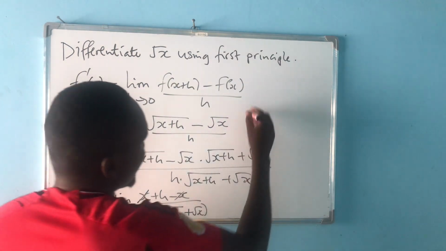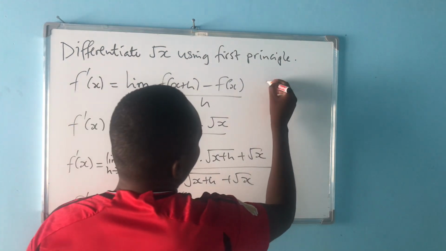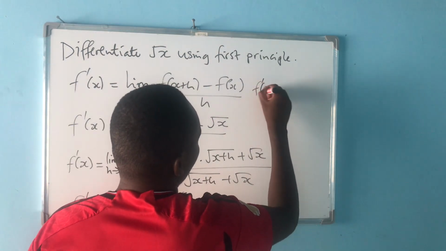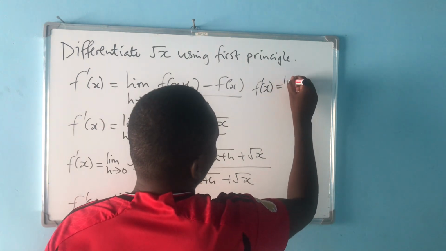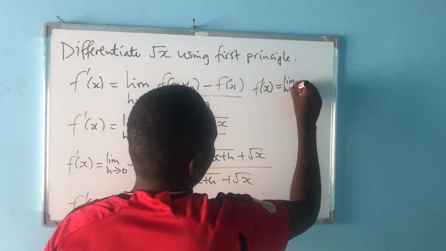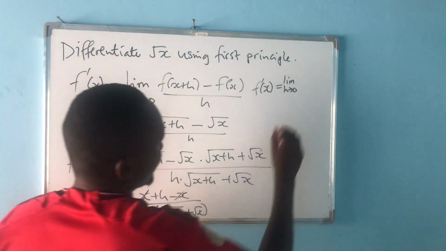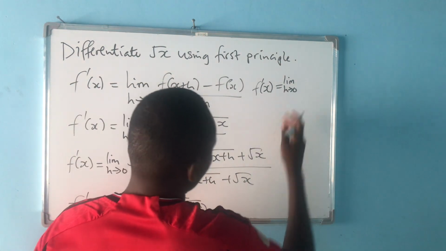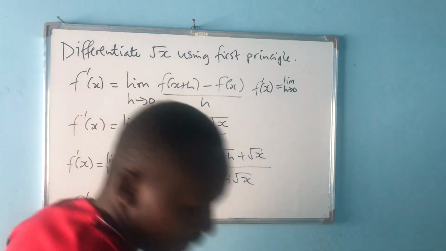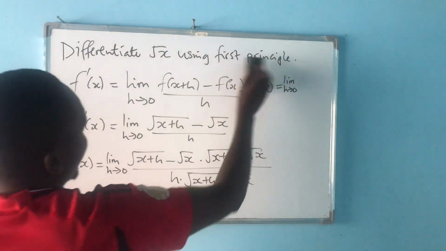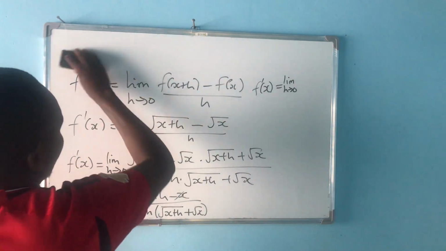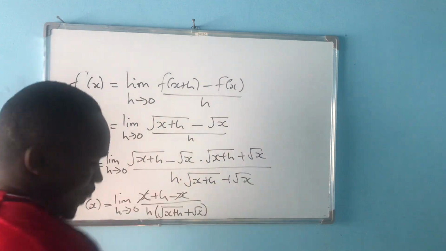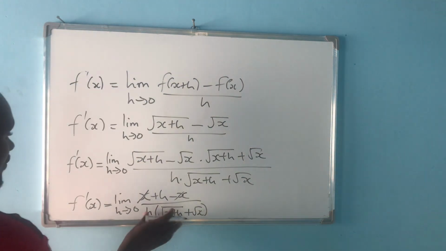So f prime of x will equal the limit as h approaches 0. We'll have h on the numerator. I don't think this space is going to fit, so let me wrap the upper part and use this part here. Hopefully it's going to be enough. So what we're going to have is this.